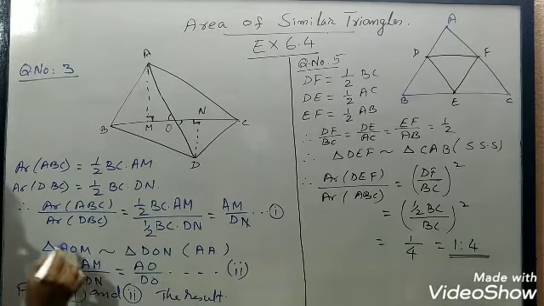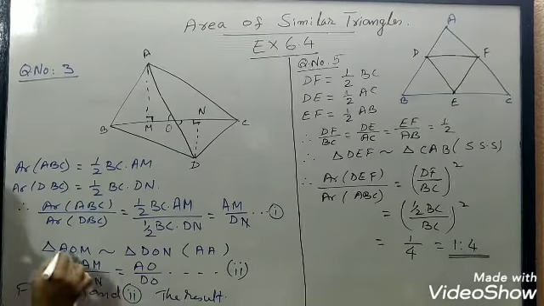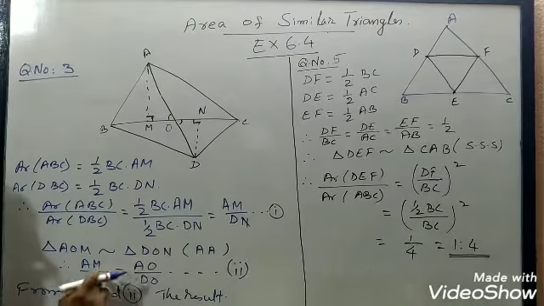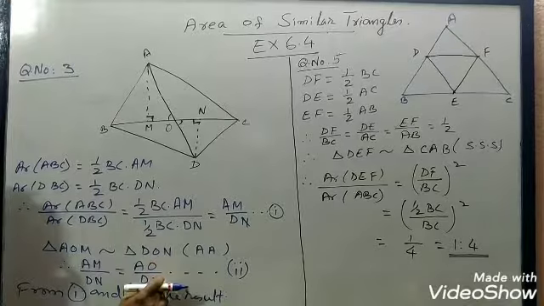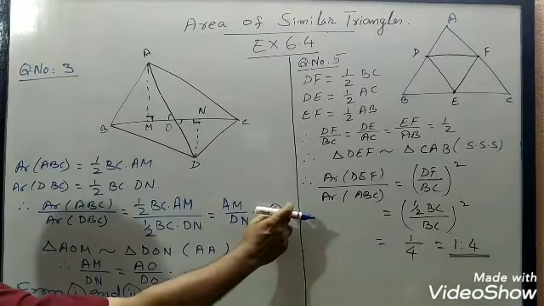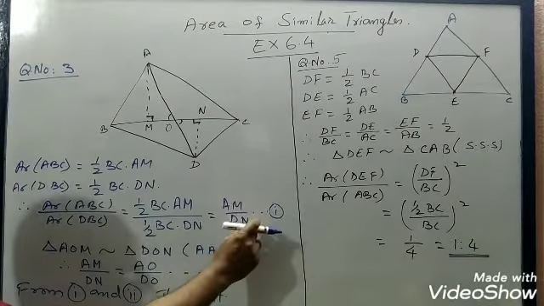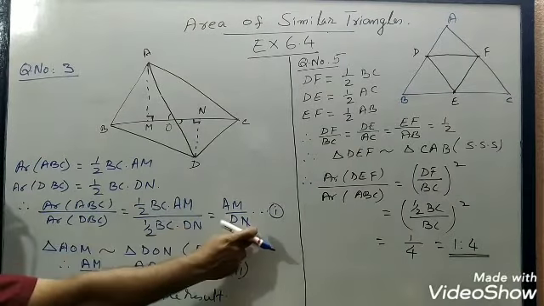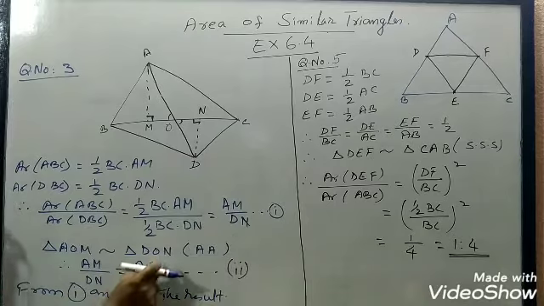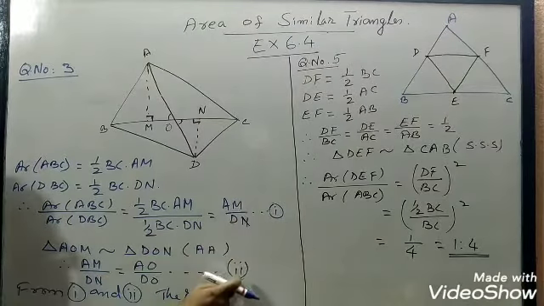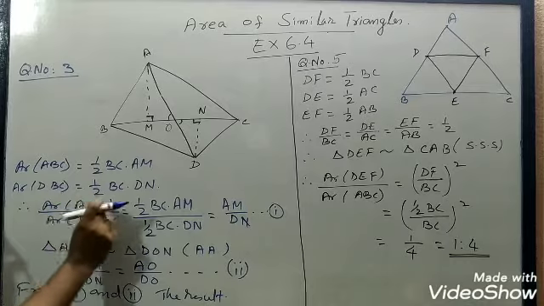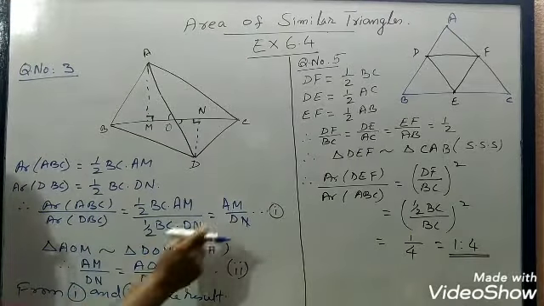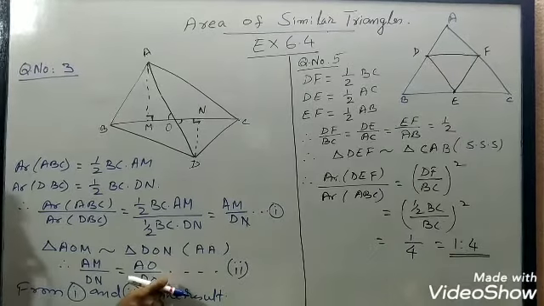Therefore, AM by DN equals AO by DO, as corresponding sides are proportional. That is equation number 2. Now see equation number 1: area of triangle ABC by area of triangle DBC equals AM by DN. Now AM by DN equals AO by DO. So from equation number 1 and equation number 2 we get the result: area of triangle ABC by area of triangle DBC is equal to AM by DN, and AM by DN equals AO by DO. That is what we have to prove.